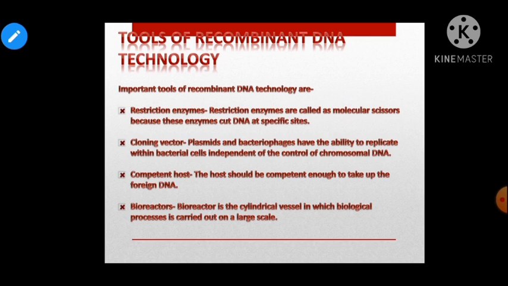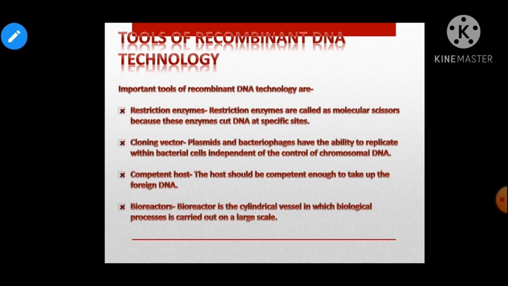Like plasmids and bacteriophages have the ability to replicate within the bacterial cells independent of the control of chromosomal DNA. The third important tool is competent host. The host should be competent enough to take up the foreign DNA. So basically these three important tools are required. And another one is the bioreactor. So bioreactor is the cylindrical vessel in which biological processes are carried out on a large scale, right? So these are the different tools which are required for recombinant DNA technology.